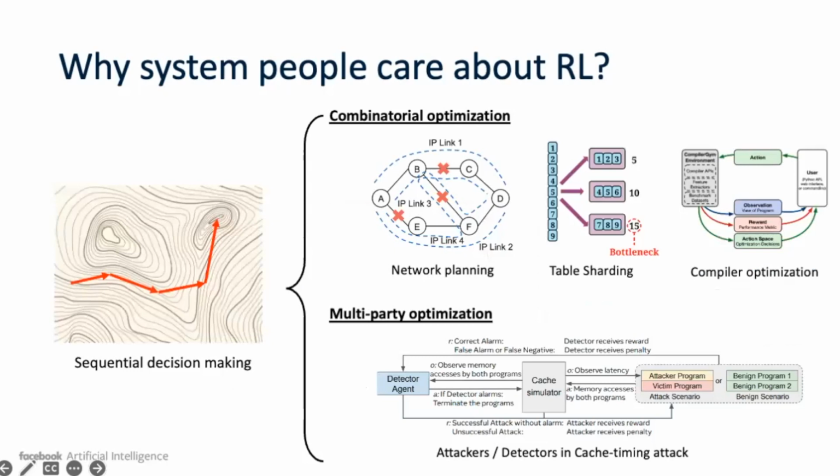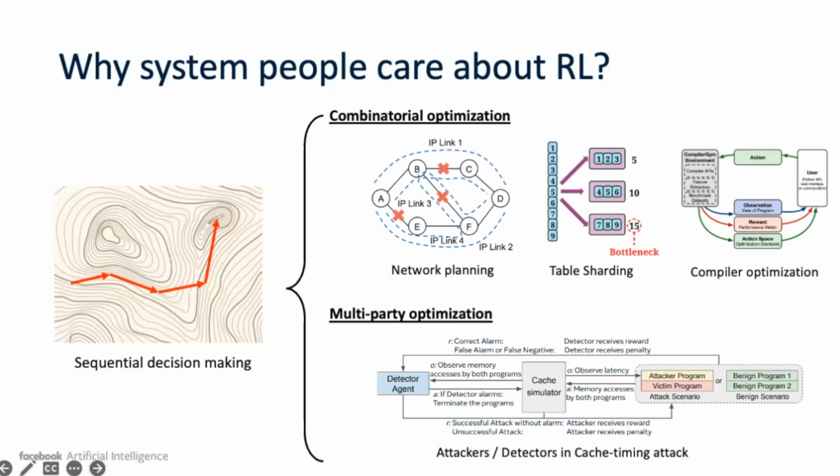So in this tutorial, we're going to cover a bunch of possible optimization problems. This includes combinatorial optimization, for example the network planning problem, which I'm going to cover in a very short amount of time, and we also want to cover compiler optimization by Chris. On the other hand, we can also use reinforcement learning to model multi-party optimization. In this part, Wenjie and Mulong will cover how we can leverage RL to find the best attackers and also defenders in the cache timing attack problem, which is also a hard system problem in the computer architecture domain.